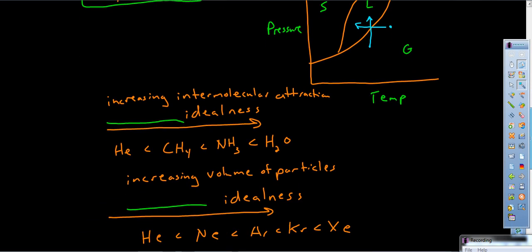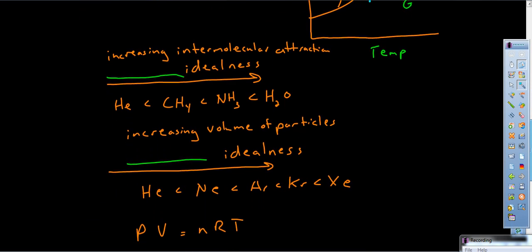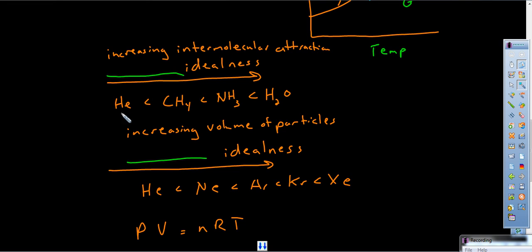Now, what effect do you have if you increase the intermolecular attraction? So compare the idealness of helium versus water. Well, by increasing the intermolecular attractions, you're breaking some of those ideal gas assumptions. Hence, you will be decreasing idealness. So helium is more ideal than water. Water has a lot of hydrogen bonding between the particles, and hence a lot of attraction between those particles. And that is not part of our ideal gas assumptions, to have attraction between the particles.